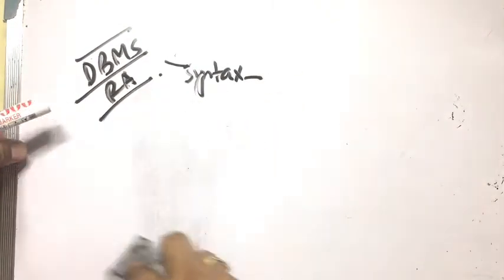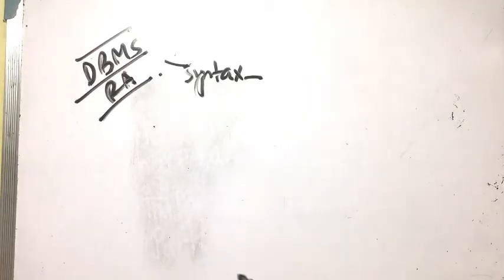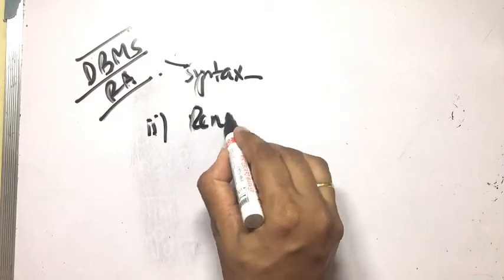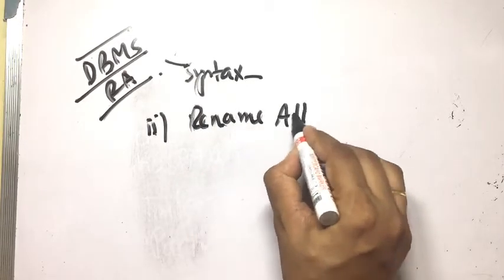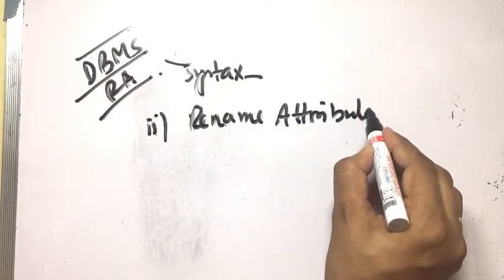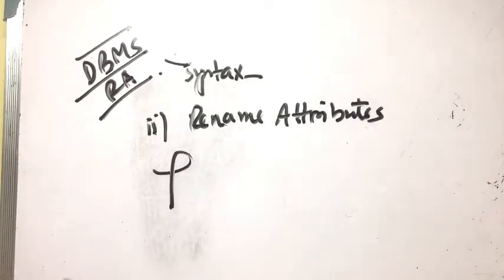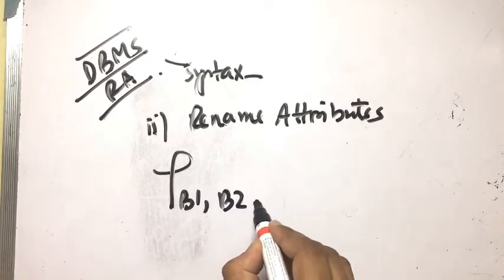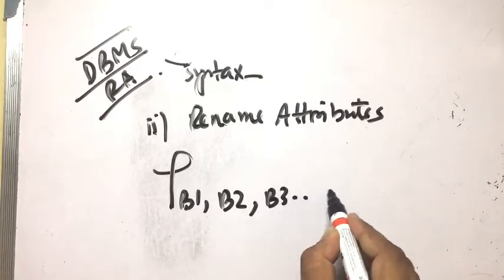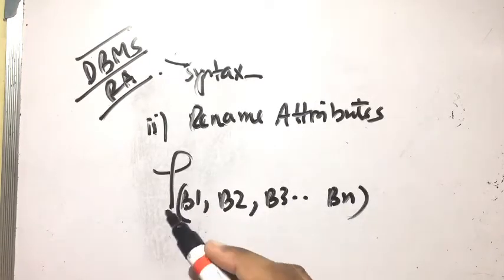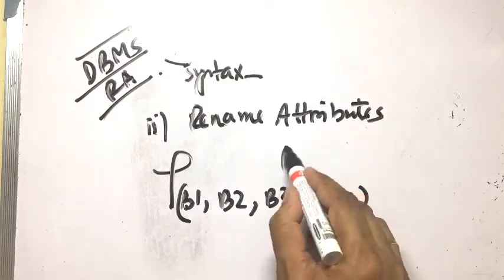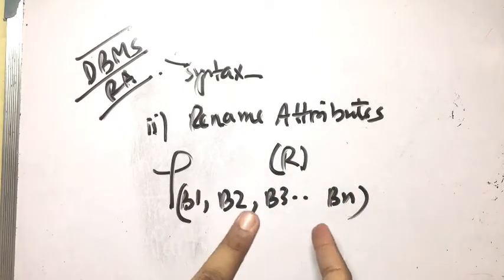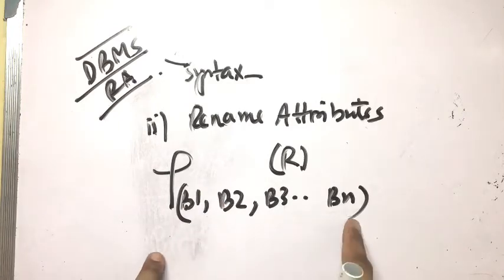Then the second one. Suppose I want to rename the column names only, that is, rename attributes. Then rho, where the column names are B1, B2, B3, Bn and the old relation name is R. R is the previous relation and R remains the same but the attributes change.